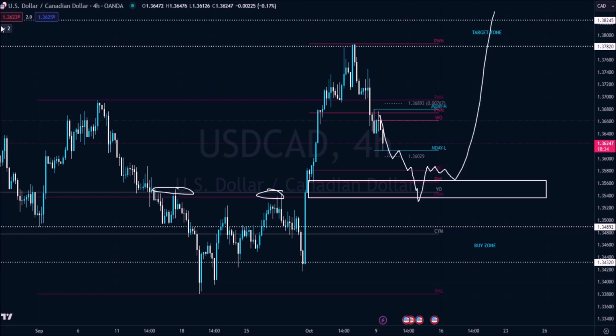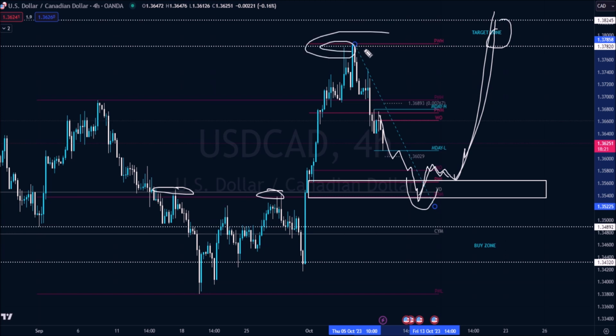You could follow structure as well, you know, just take this high, follow structure down, wait for that confirmation, that break of structure, that deviation of that previous weekly low, and then that'll give us a nice target zone of the previous weekly high.